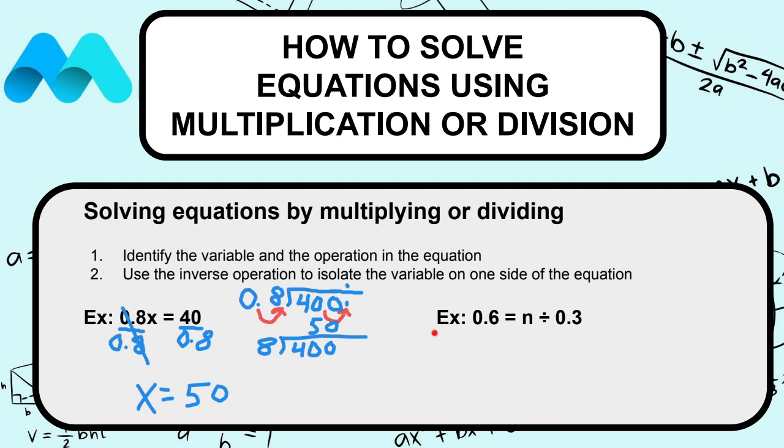All right, let's move on to example number 2. So example number 2, we have 6/10 equals n divided by 3/10. All right, we need to identify the variable, that's n, and we need to identify the operation, which is division. So now I'm going to use the inverse operation, which of course is multiplication.